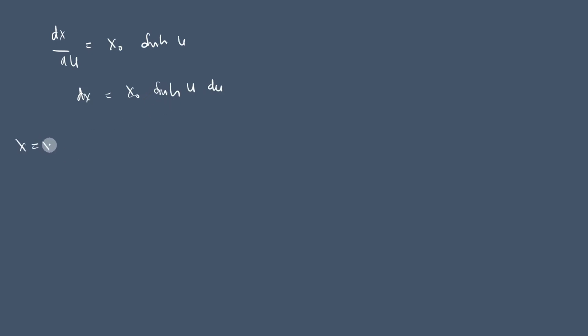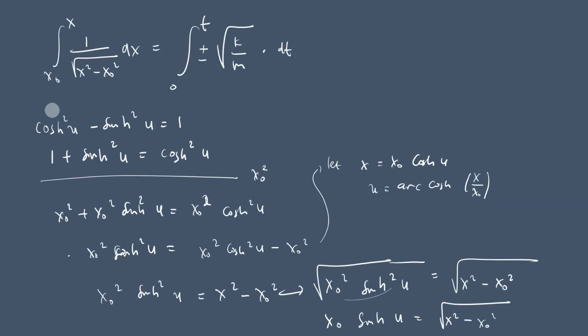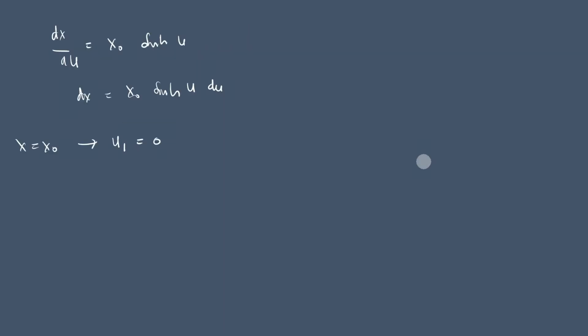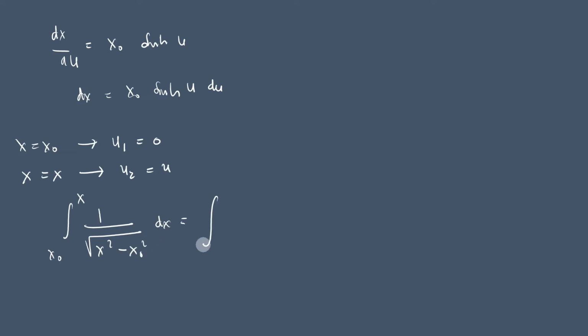When x equals x0, u1 equals 0. We can substitute x in this equation, so we get u1 equals 0. And when x equals x, u2 equals u. Integrating from x0 to x1, 1 divided by the square root of x squared minus x0 squared dx. On the right side is the integral from 0 to u. We substitute x by x0 sinh u, so dx is x0 sinh u du.